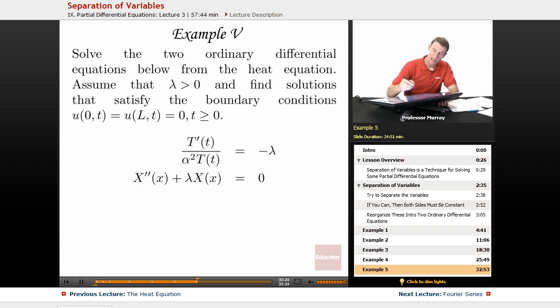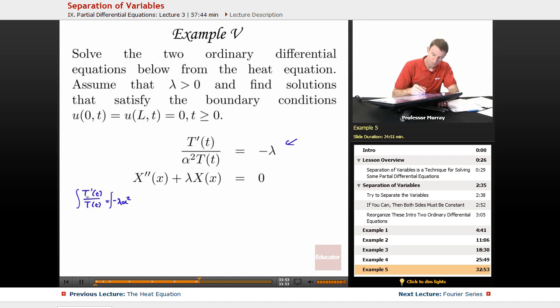So let me go ahead and try to solve this first one. This is in terms of t. This is actually really nice. It's a separable first order differential equation. I'm going to move my alpha squared over to the other side. So I've got T'(t) divided by T(t) is equal to negative lambda alpha squared. And now I can integrate both sides.